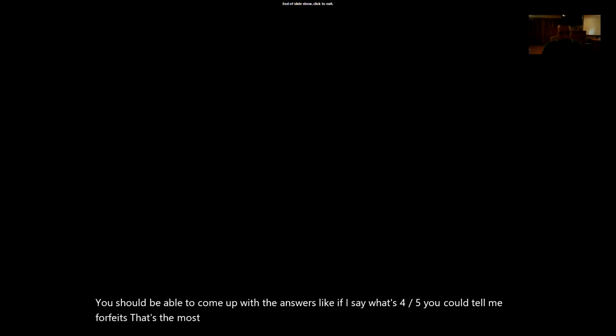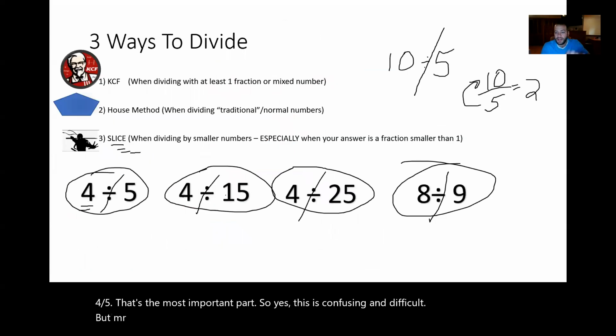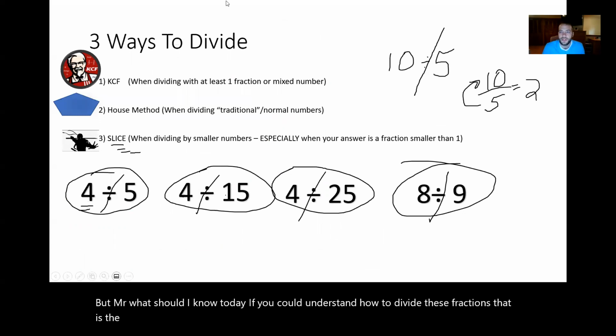So yes, this is confusing and difficult, but what should I know today? If you could understand how to divide these fractions, that is the victory we are looking for. All right, I'll see you guys in our Zoom.